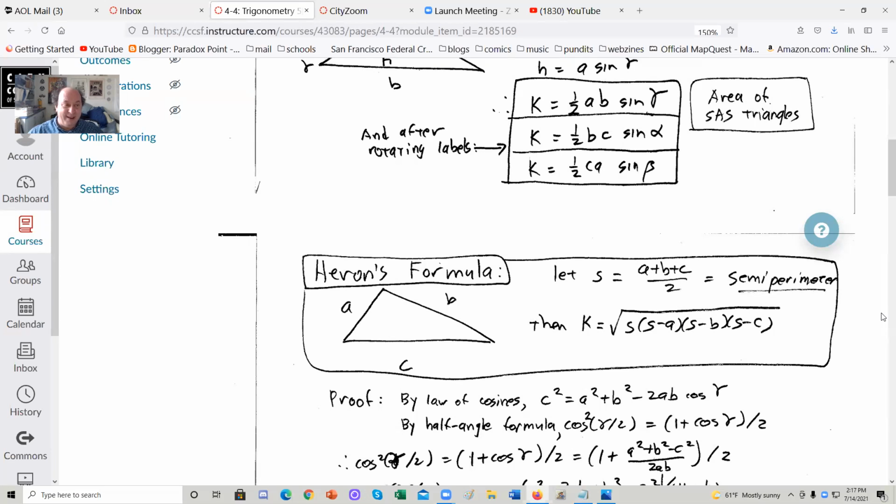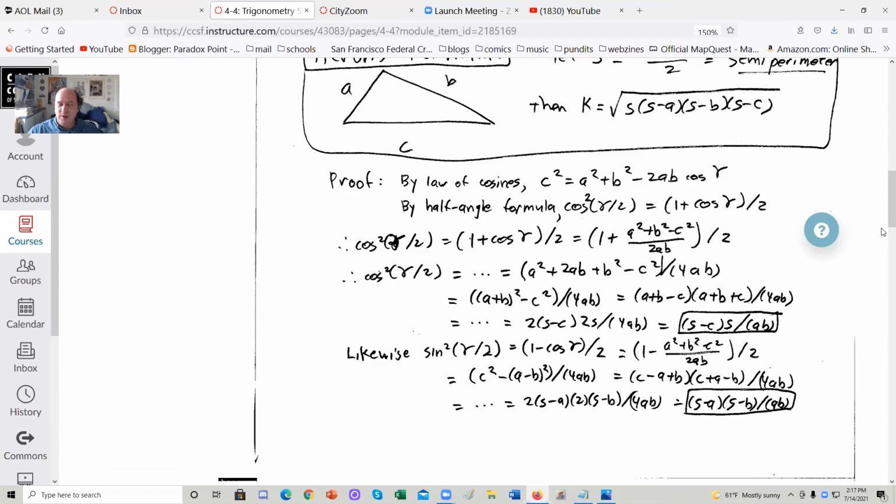Okay, now here we have to go through a fair amount of argumentation. You'll find it in the book. I'll deliver it to you now. By the law of cosines, c squared equals a squared plus b squared minus 2ab cos gamma. And then there's a half angle formula. Cos squared of gamma over 2 is 1 plus cosine gamma, all divided by 2.